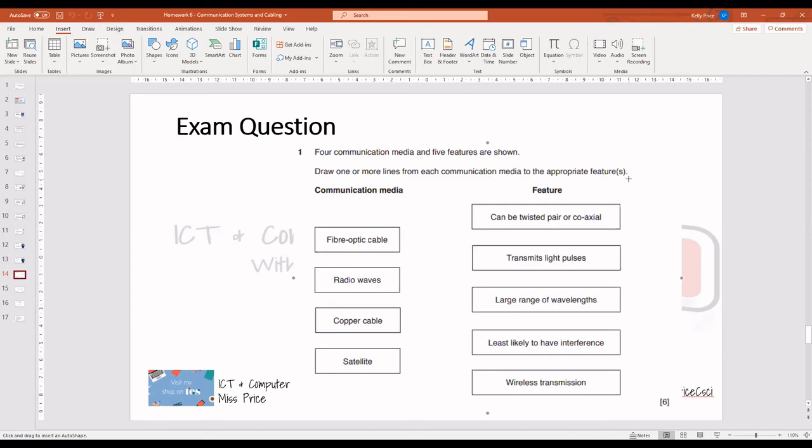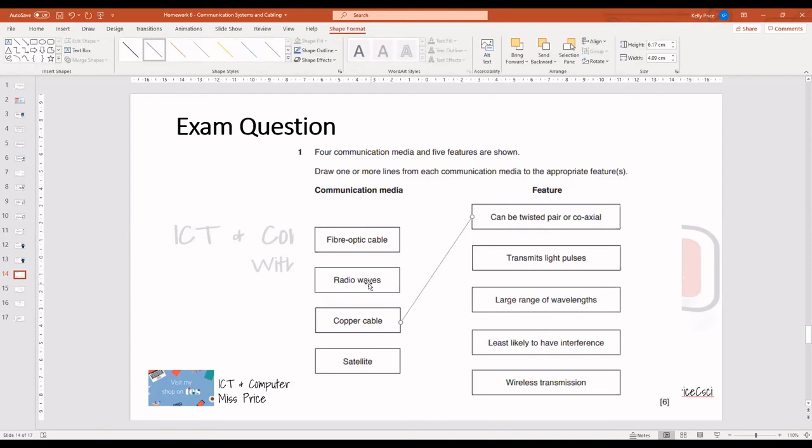There may be something that doesn't match, possibly, but we need to read the communication media and we need to read the feature. So we've got fibre optic cable, radio waves, copper cable and satellite. It says: can be twisted pair or coaxial, transmits light pulses, large range of wavelengths, least likely to have interference, and wireless transmission. Okay, right, so let's be sensible about this. Now, obviously the copper cable can be twisted pair or coaxial.